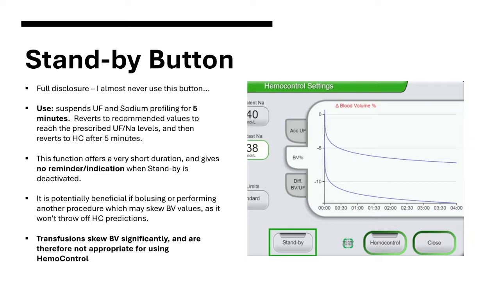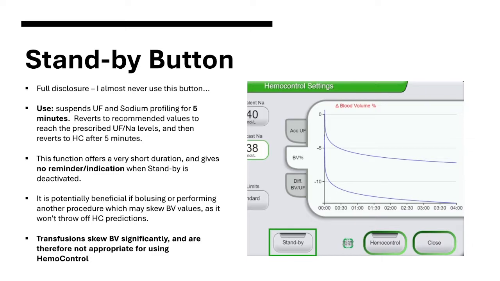So when you hit the standby button in HemoControl, what it's going to do is it's going to suspend your UF and sodium profiling for 5 minutes. So it's actually just going to revert those to the recommended values that are required to reach the prescribed UF volume and sodium level by the end of dialysis. And then after 5 minutes, it just jumps right back into HemoControl.